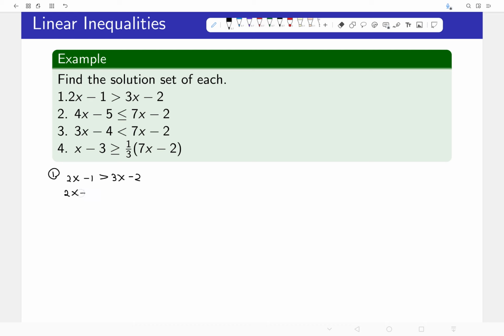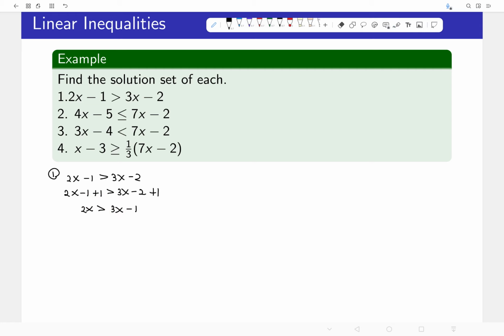So that's 2x minus 1. So I'm going to add 1 to both sides of the inequality. So that's plus 1. So this will become 0. So you're left with 2x. So 2x plus 0, so do not write plus 0 anymore. So you have 3x, negative 2 plus 1, that's negative 1. And then continue, we're going to transfer this one to the other side.